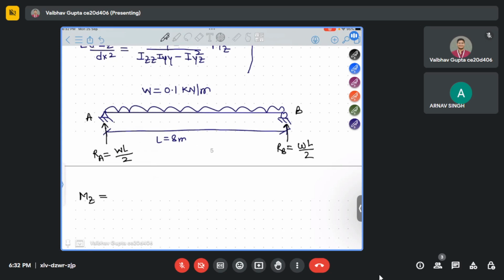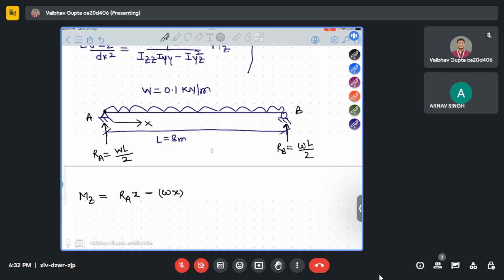Suppose we go in the x direction like this. So, RA into x. Moment is nothing but force into lever arm. So here I'll start from point A. At point A, the force applied is RA, and the lever arm is x, so RA into x. Now, minus, in the opposite direction, load W is acting. So W into x, that is the load.